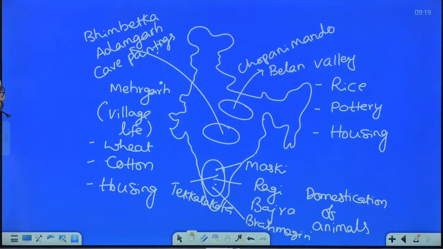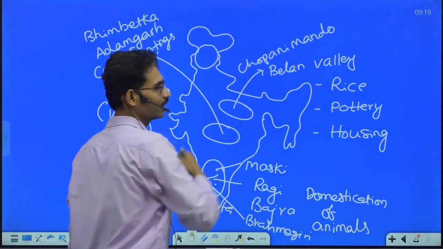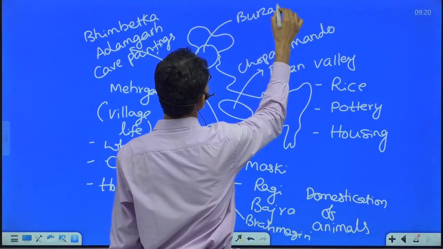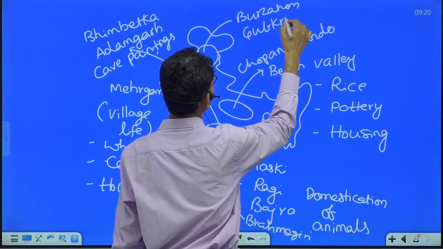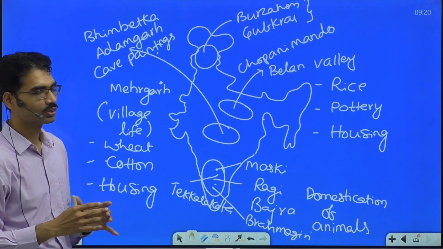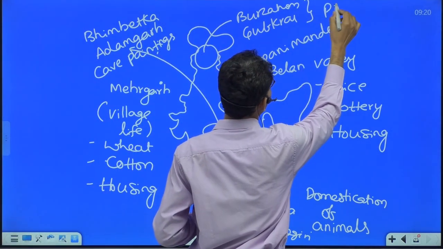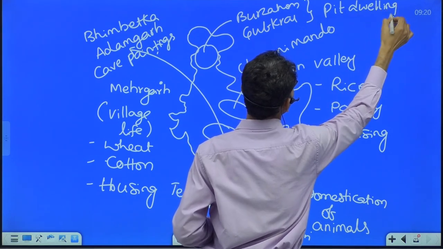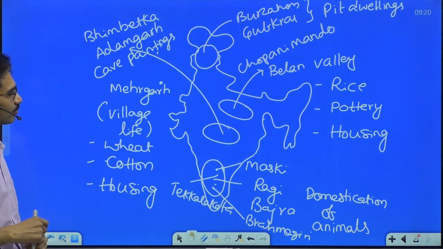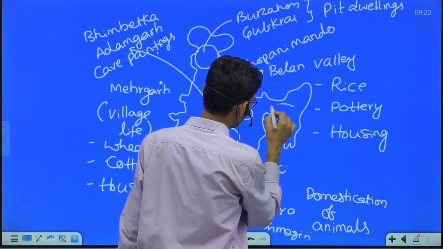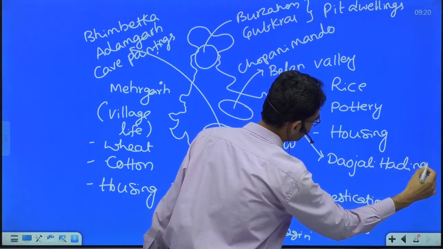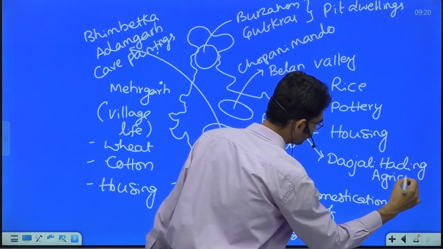Gradually it evolved. And here, any idea in Jammu and Kashmir? Burzahom and Gufkral. They learned how to use the existing resources to live in very cold conditions, that is pit dwellings. And in this place also, Daojali Hading. Agriculture in the northeast.